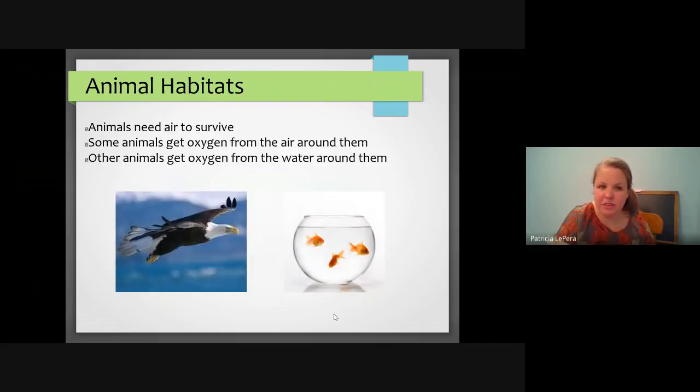Animals need air to survive. Some animals get oxygen from the air around them, and other animals get oxygen from the water around them. So you can see 2 very different animals on your screen there. An eagle is going to fly through the air, and then the fish get their air from in the water.